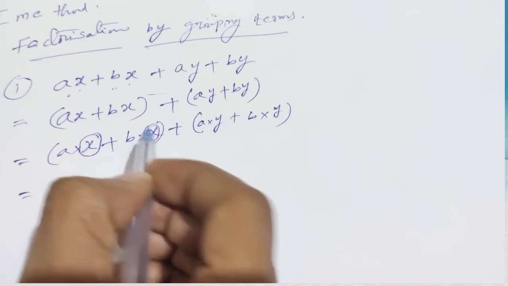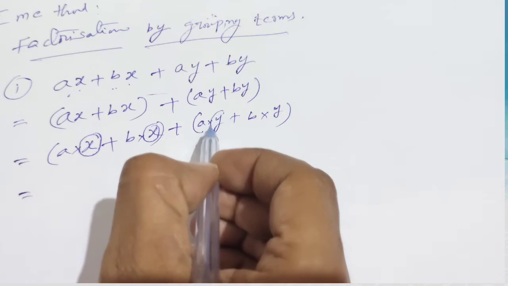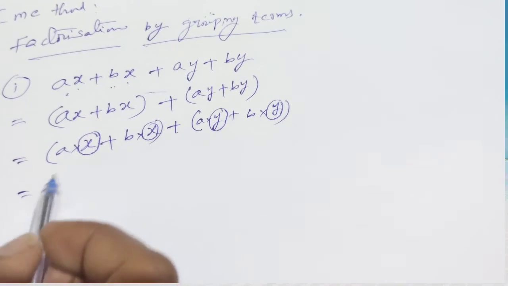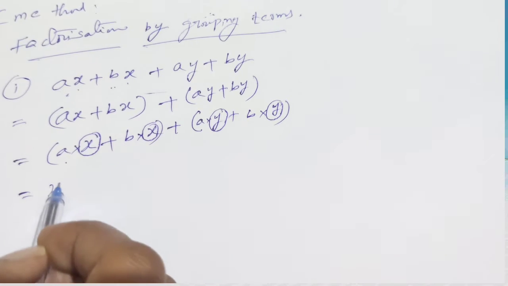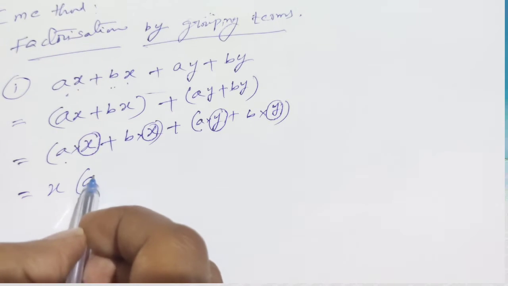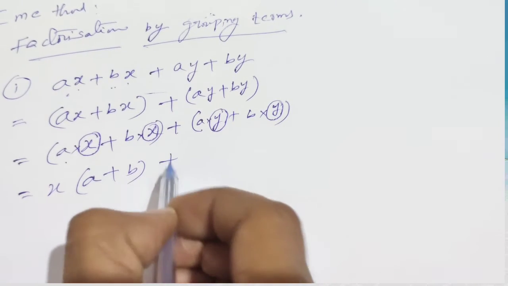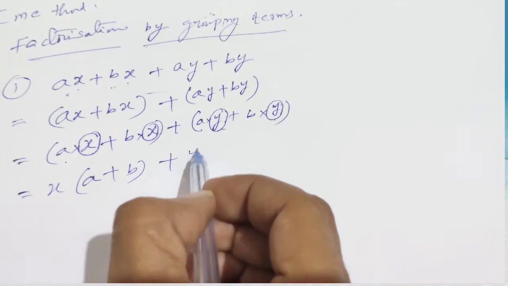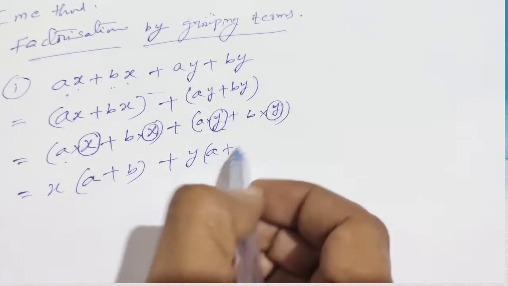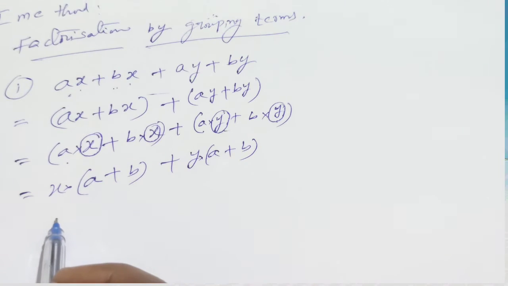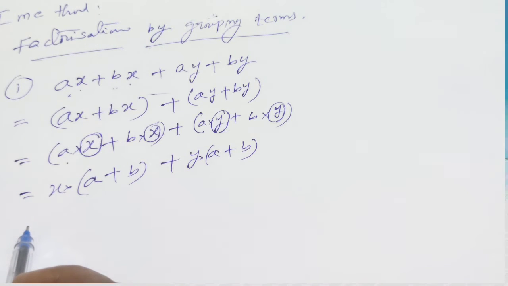So in both of these we have x, and the next group y is the common factor. Now take x as common, so we can write x times of a plus b plus, and here y times of a plus b, that is y into a plus b, x into a plus b.